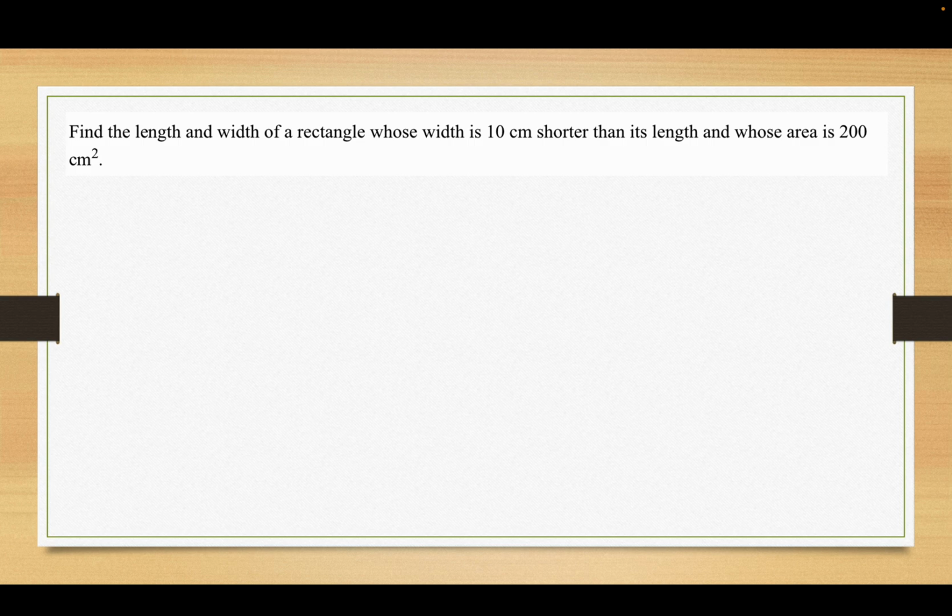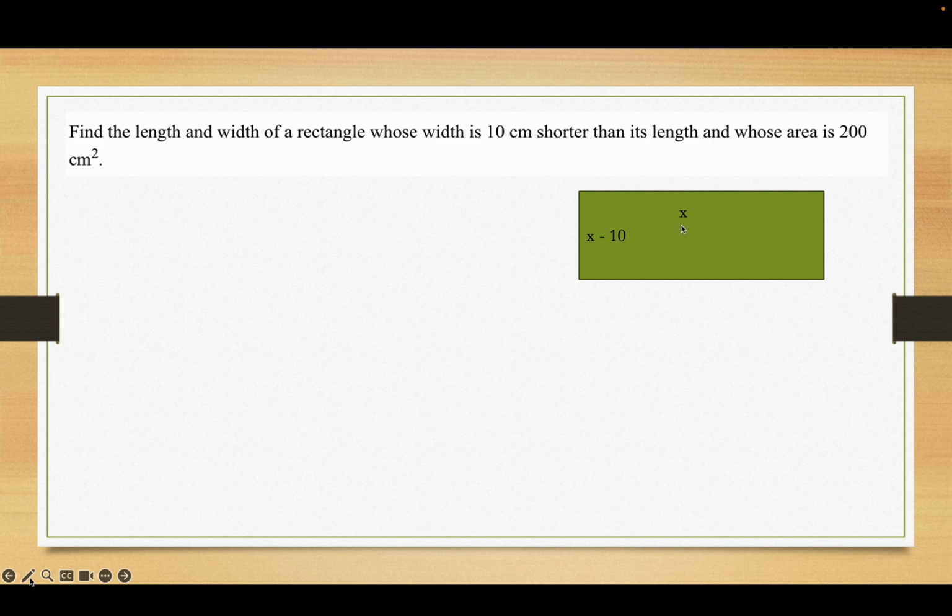So I would call this pretty straightforward. There is my rectangle. The only thing that's a little different about this is it's x minus 10 for the width. Usually we make the length longer. This time we made the width shorter. Length times width equals area. So x times x minus 10 is 200. Distributing, x squared minus 10x is 200. Get it all on one side. X squared minus 10x minus 200 is 0. Factor, x minus 20, x plus 10 is 0.